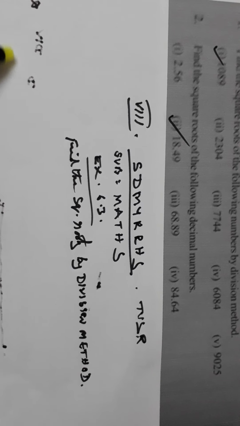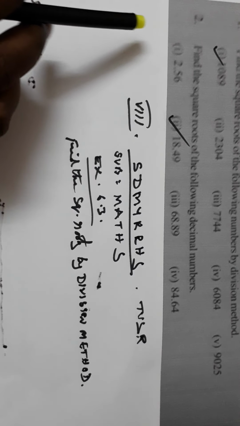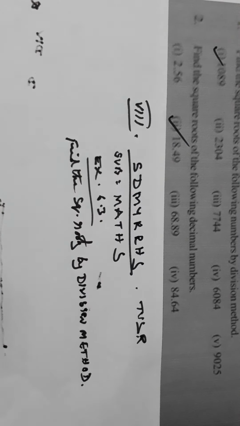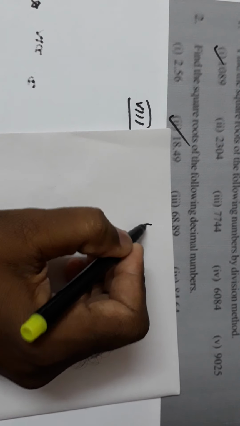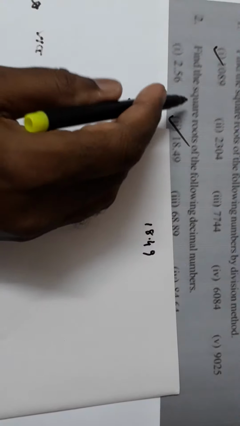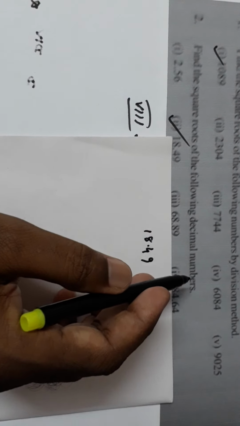Good morning, students. Today I give one model. Find the square root of the following decimal number. I take one model: 18.49. Find the square root of the following decimal number 18.49.